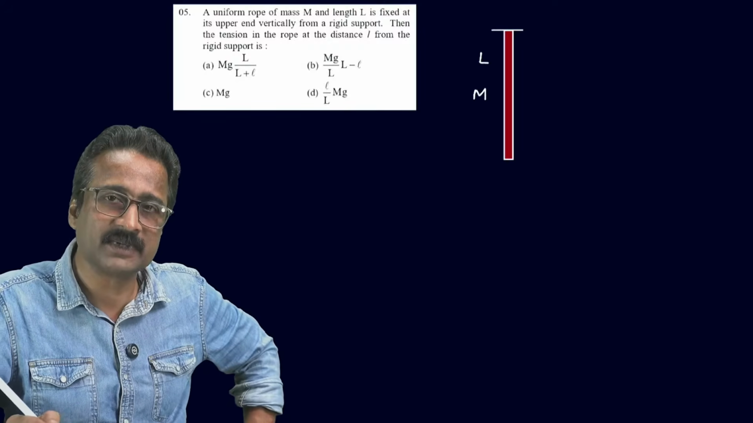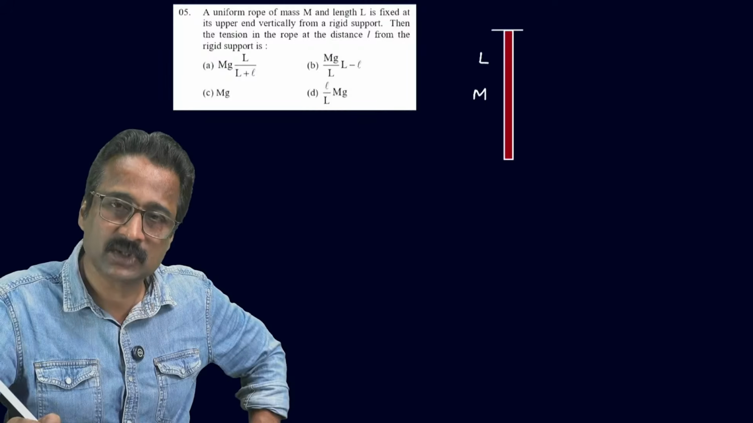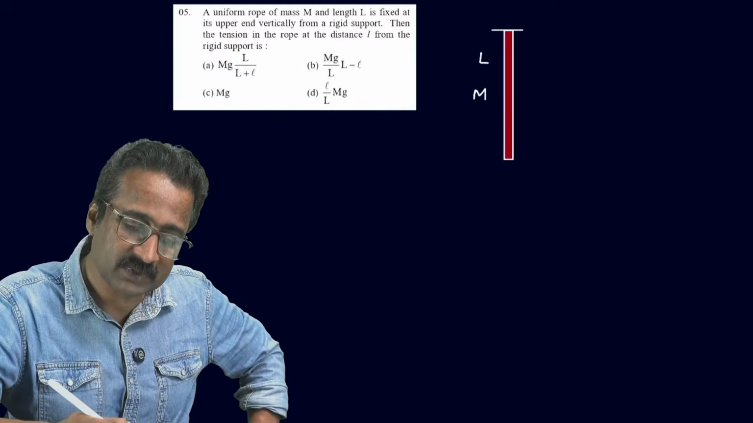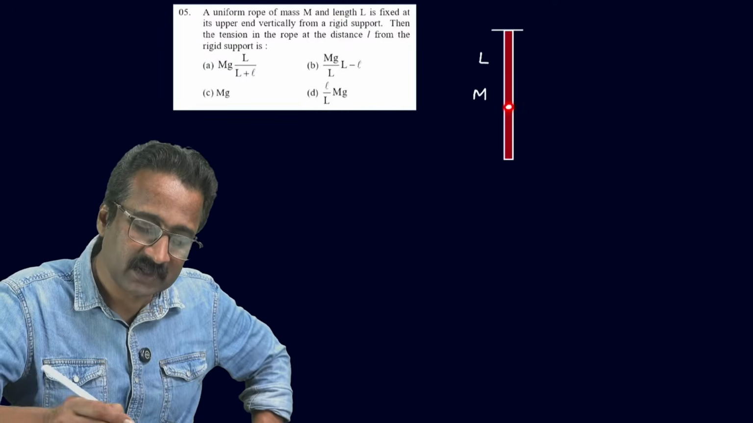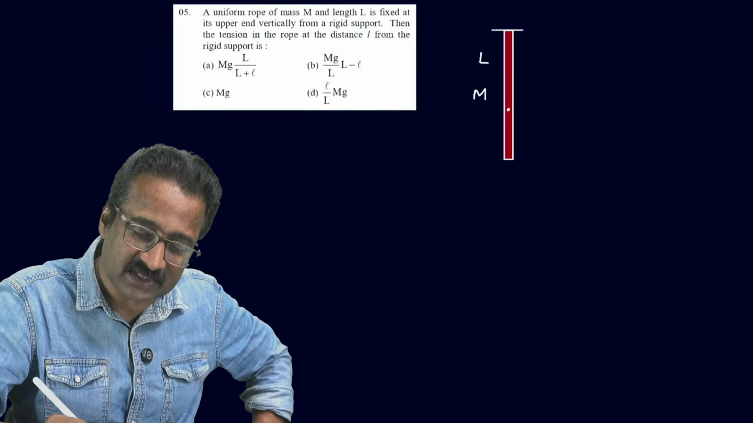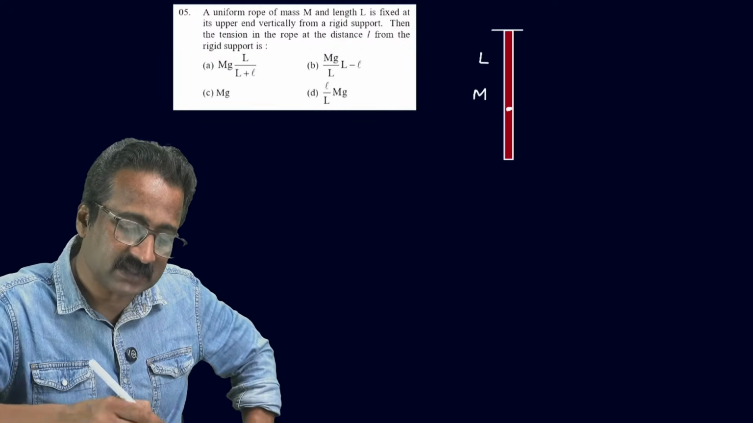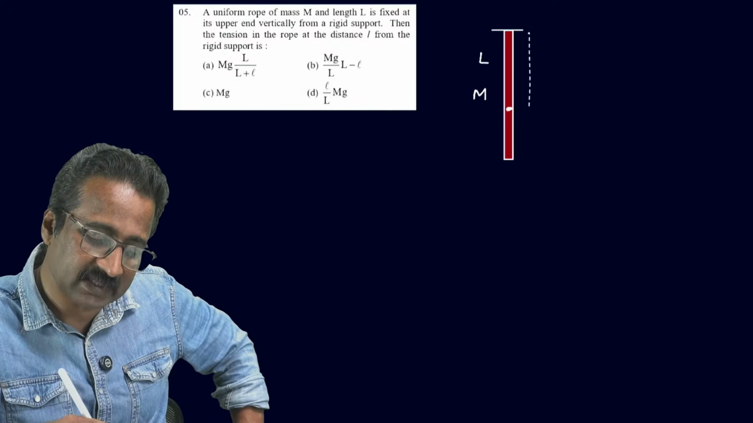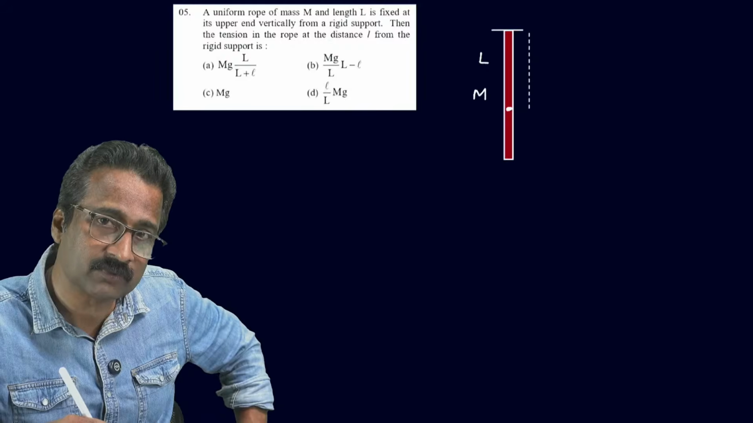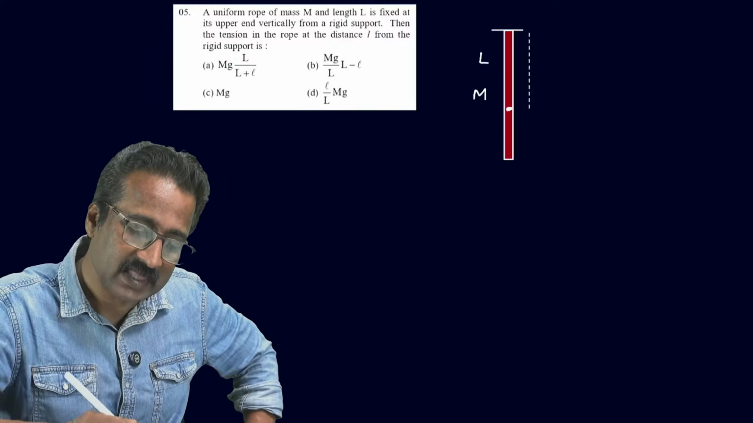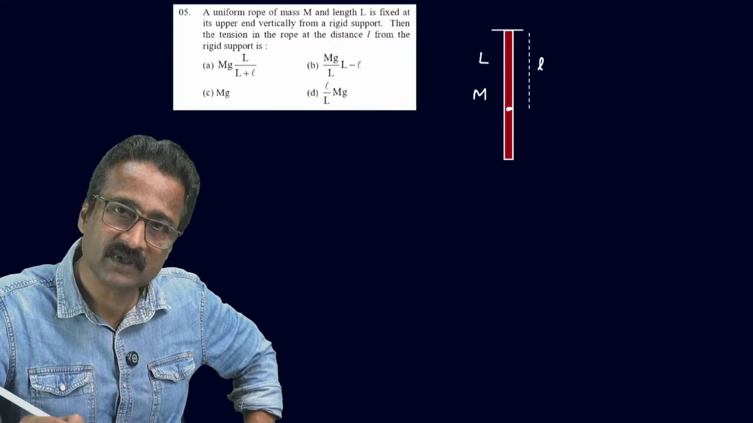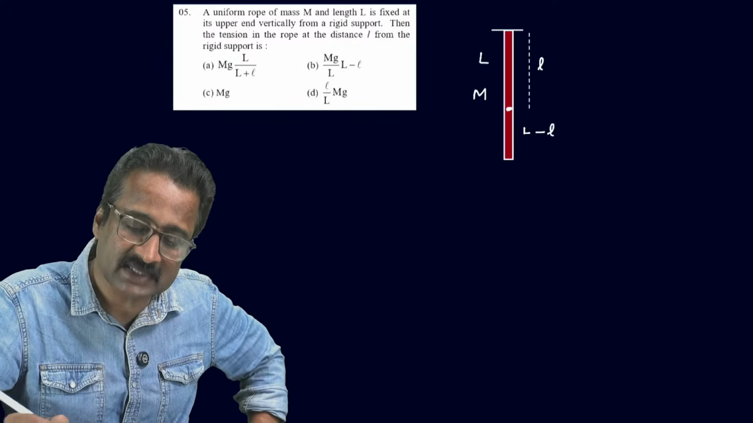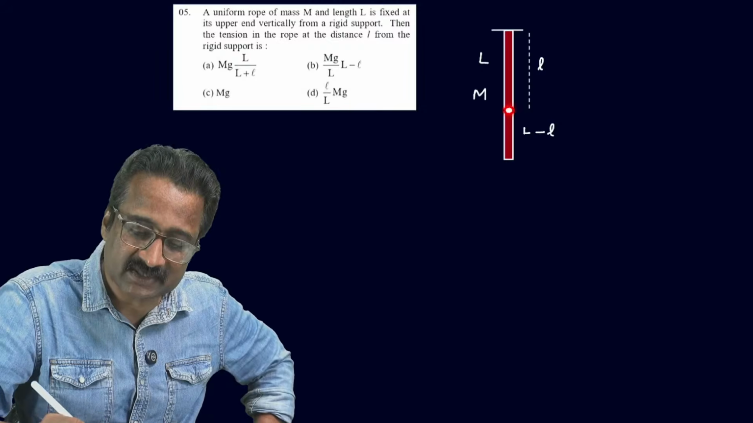Now, this rope has its own weight, but they ask you the tension at a particular point. Let me point out that point. The point is supposed to be somewhere here. So they ask you the tension at some point like this. Now they say that this point is at a distance of small l below, taken from the support, from the ceiling. So that distance is given to be small l. Remember, the remaining distance below that point will certainly be L minus l. They ask you the tension at this point.